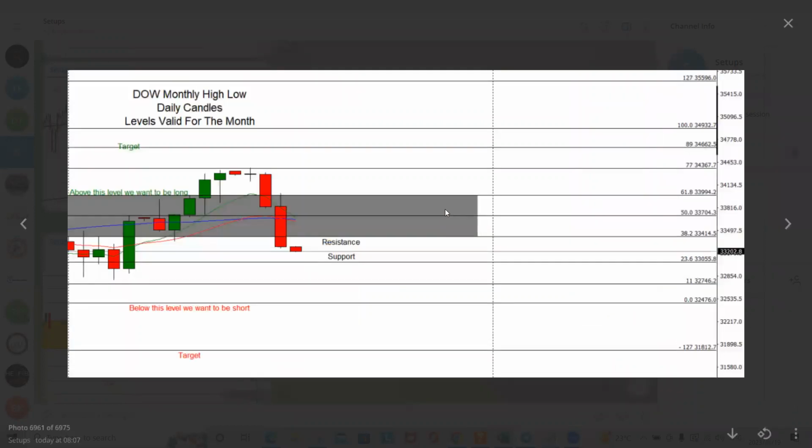Okay, on the Dow monthly high-low, currently between levels of 23.6 and 38.2 as support resistance. We look at moving averages. 8 is still above 21, but it looks like they're very close to crossing. So if we get that cross and trend is down, we can look for a push below the 0 level to aim for the minus 127 level.